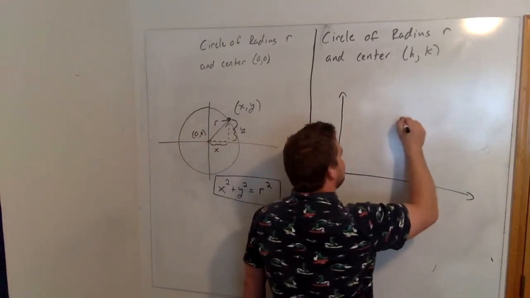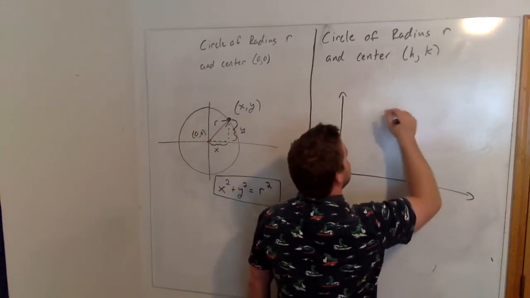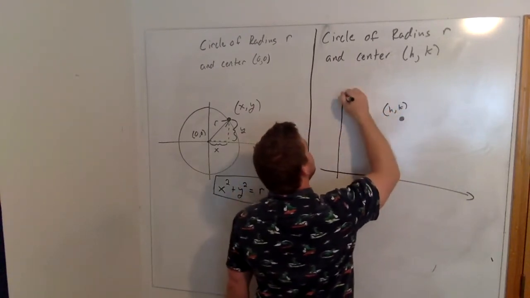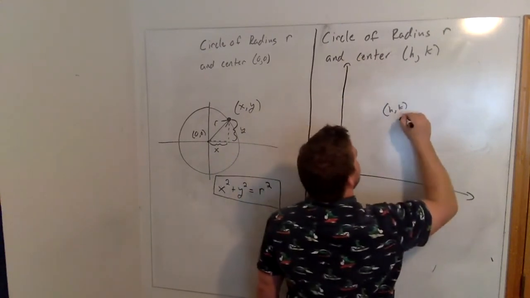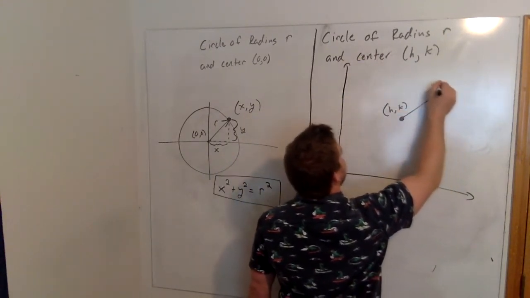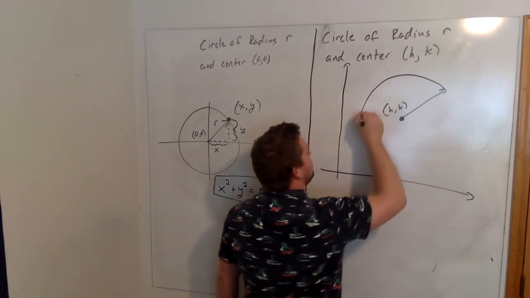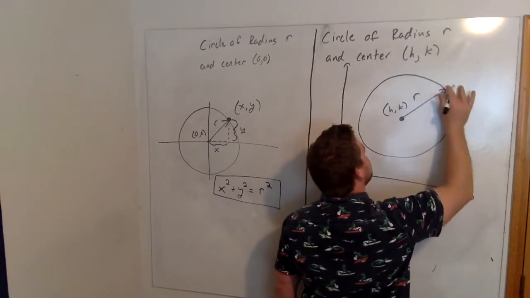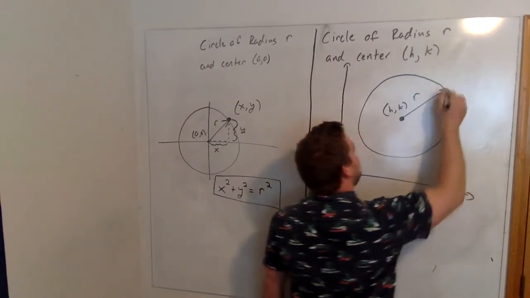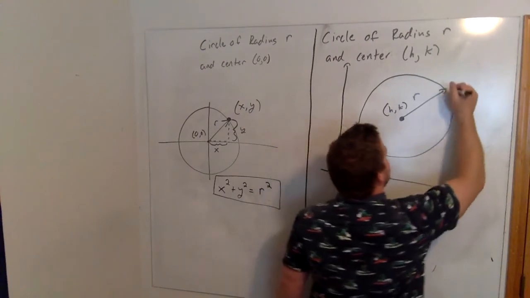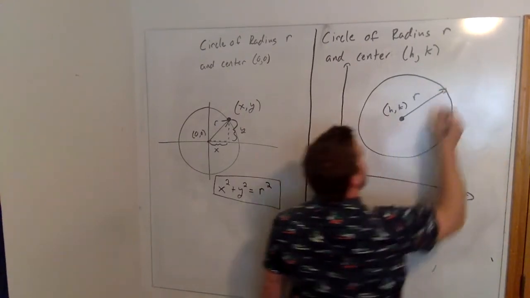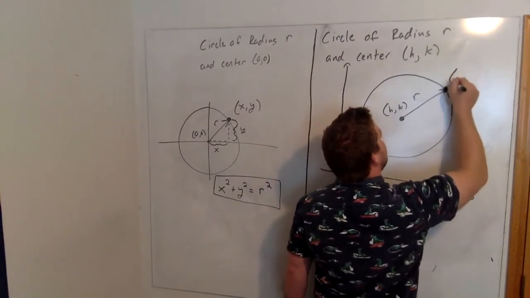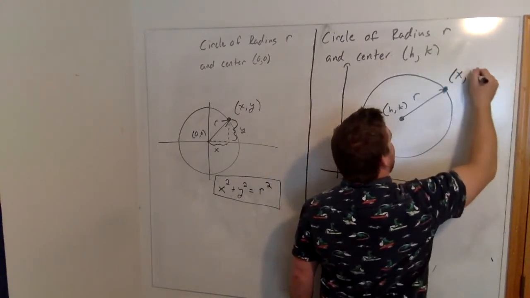So let's say here's the center of the circle. Let's say this has coordinates h and k. And let's think about a fixed radius, a fixed distance from this point. So all the points that are a fixed distance r from the center h and k. So here is r. Okay. Now let's go ahead and grab a random point. Let's grab a random point on our circle right here. And we'll have an x coordinate of x and a y coordinate of y.